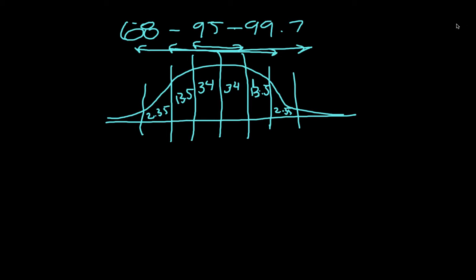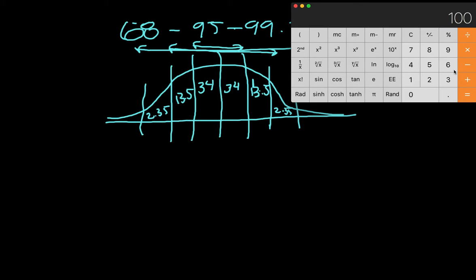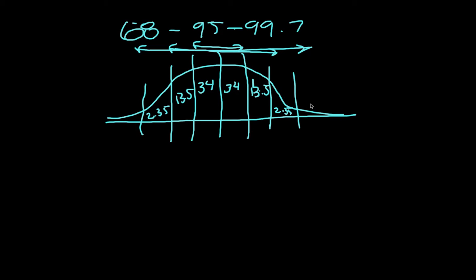And then I can see that if I wanted 100%, it would be 100 minus 99.7. That equals 0.3, and I'm going to divide that by 2. And that is 0.15. So almost no one is in this little section up here. I'm not going to write it in there because it won't fit. It's a very small section of the people.